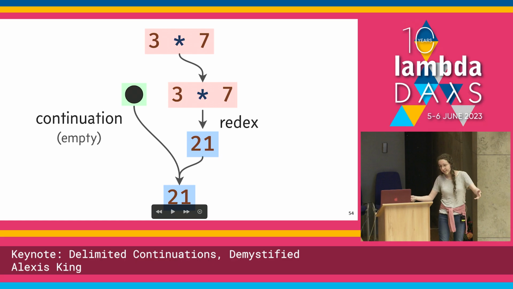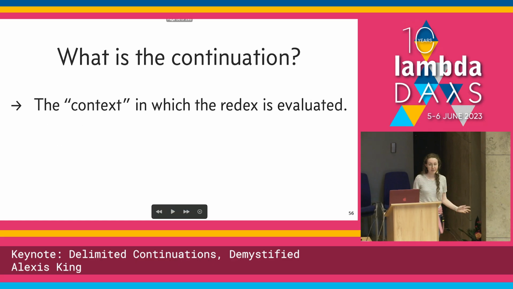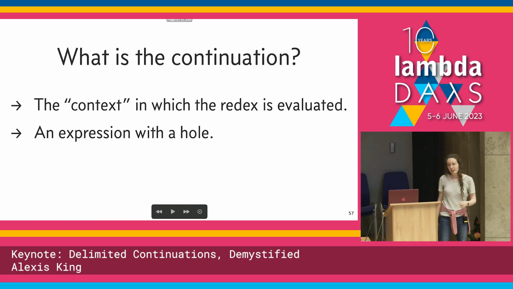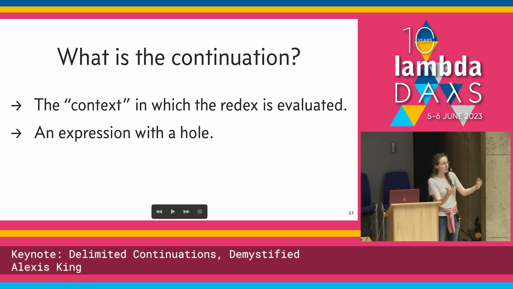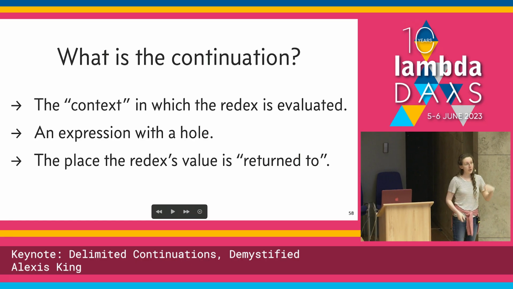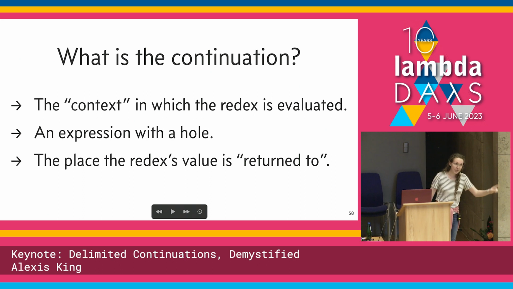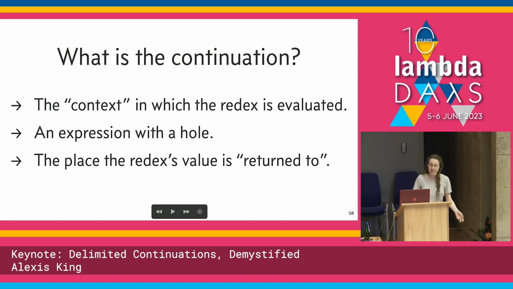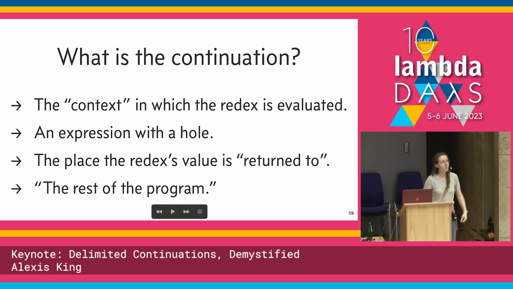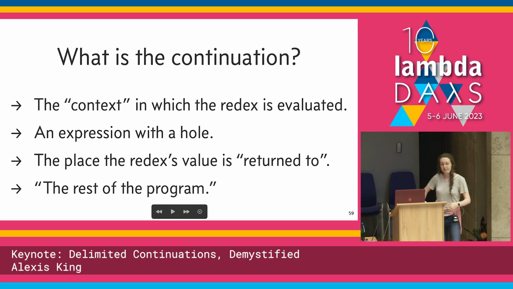All right, so this is what a continuation is. It's very simple. The continuation is just the context in which the thing that we're currently reducing is evaluated. And we can think of that as just an expression with a hole in it. And another way to think about that is that it's a place where we return the value after we've taken a step of reduction. But my favorite way to think about it, and I think the one that perhaps is most interesting but not particularly intuitive, or not the way that I think most programmers would think about it, is that it represents the rest of the program. So it's everything that's left to do is the continuation.